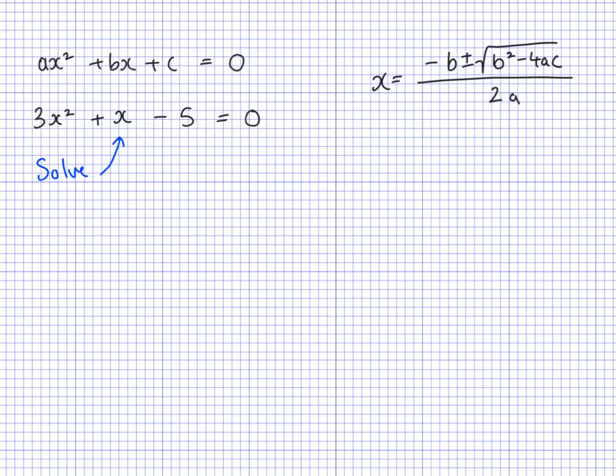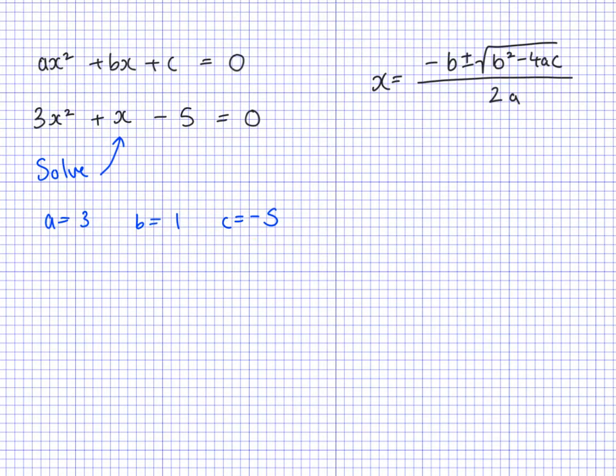It's in the general form, ax squared plus bx plus c, because I've got 3x squared plus x. Now, b is going to be 1, c is negative 5, a is 3. Let's write them down. Okay, so I'm going to write down a equals 3, b equals 1, and c equals negative 5.